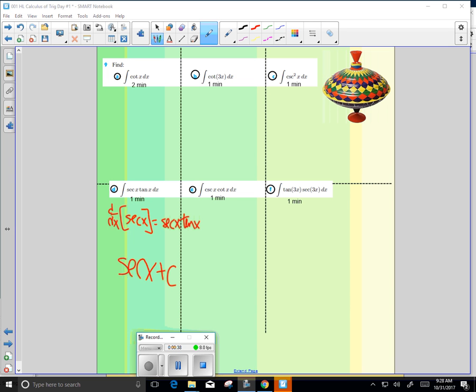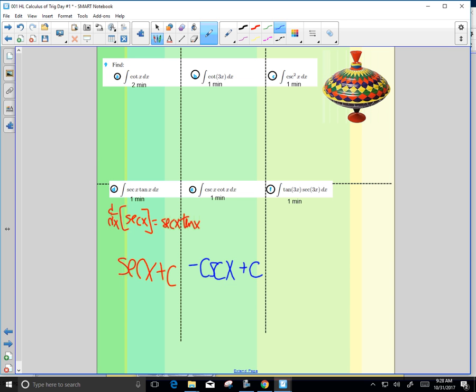Close. It's very important to include the negative sign. Like I forgot the last one. Negative cosecant x. Because the derivative of cosecant x is negative cosecant x cotangent x. And so if we do the anti of this, you're just going to have a negative.